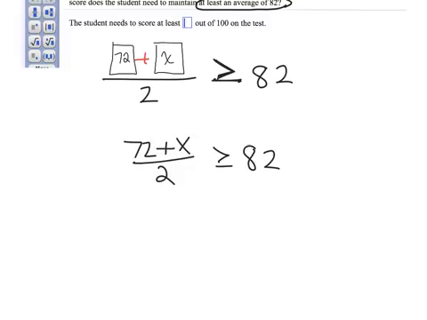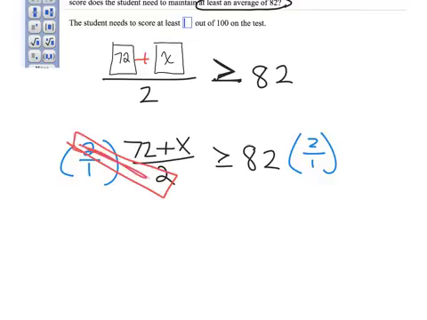Well, the first thing I'm going to do is multiply both sides by 2 over 1. When I multiply by 2 over 1, I get 2 divided by 2 right here, so that's 1. So the left side becomes 72 plus x, and the right side becomes 164. The symbol doesn't change because I didn't multiply by a negative. I multiplied by a positive, so the symbol stays the same.